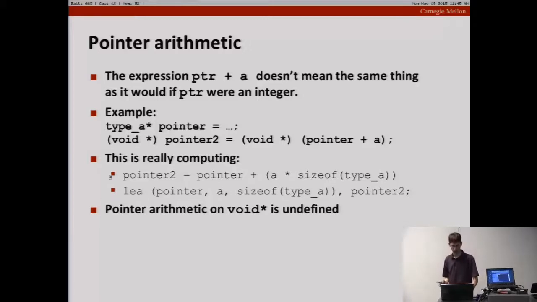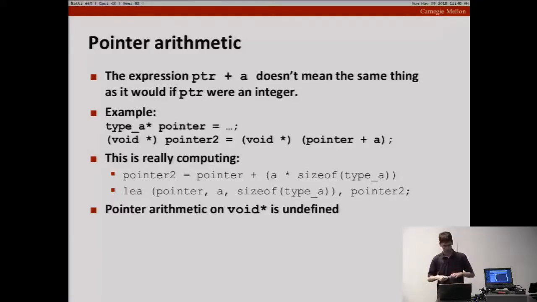So, down here, you can think of this in a couple different ways. You can think of it as really doing the value of the pointer plus this times the size. In terms of assembly, that's a load effective address, where we have the base pointer that it's starting at, and then the thing we're adding times some scaled value goes into pointer 2. So this depends on the type of that pointer.